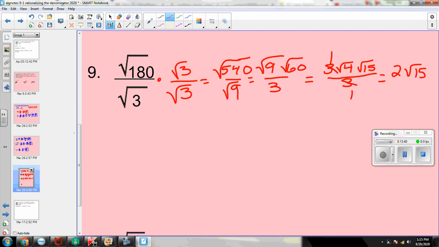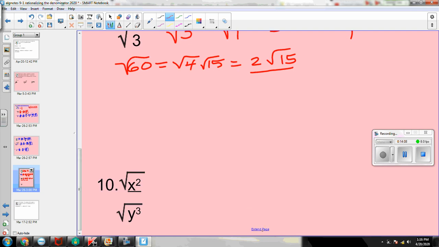Actually, what you could do is divide 180 and 3 because they're both under radicals. So you could take 180 divided by 3, and that would just be the square root of 60. And then you can say, what's a perfect square number that goes into 60? That would be 4. So I would have radical 4 times radical 15. The square root of 4 is 2. So my final answer is still 2 radical 15.